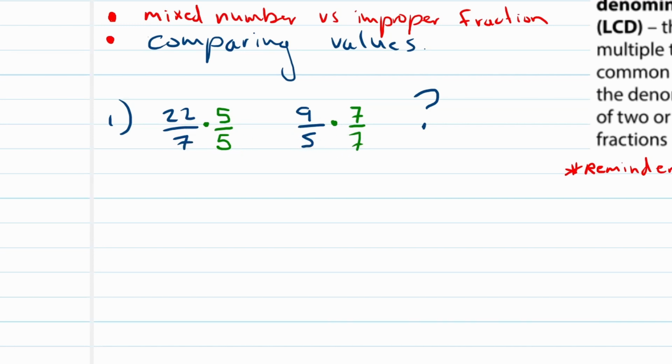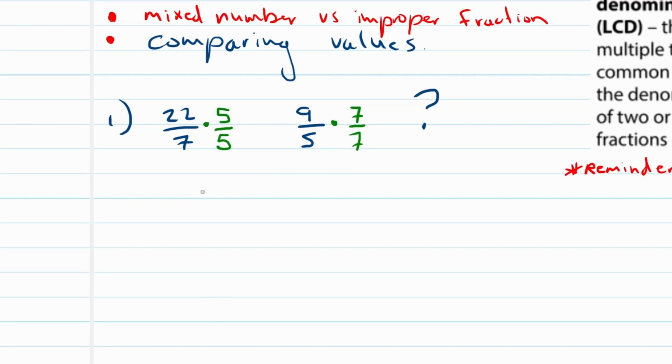Very important here is that we are multiplying with 1 because 5 divided by 5 is equal to 1. So we are not changing the value of this fraction. The same with the second fraction, we are multiplying with 1 in the form of 7 over 7. So we're not changing the value of the 9 over 5.